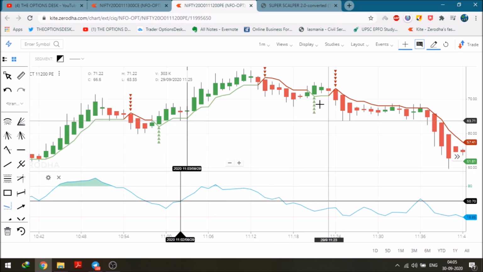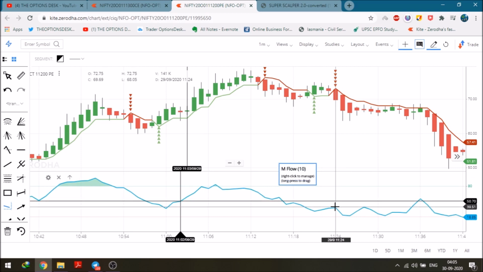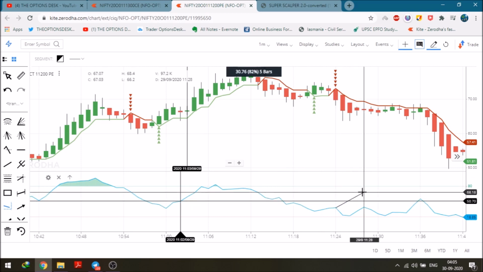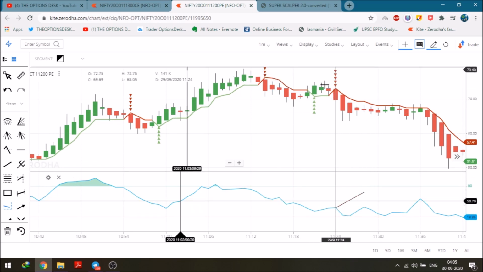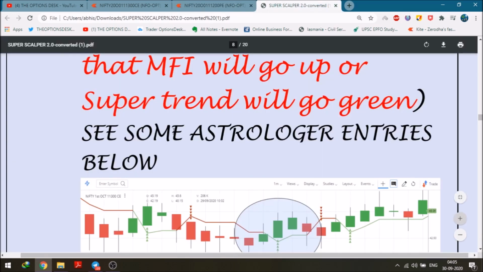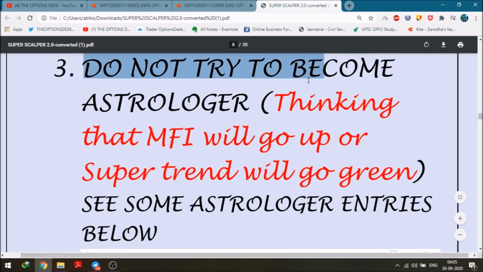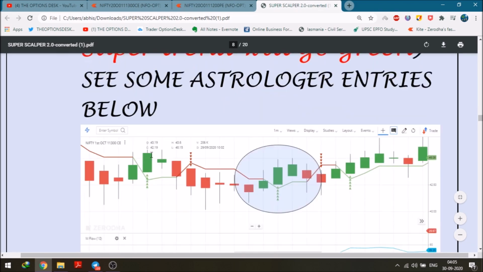Okay, so you took an entry at this particular point and you're thinking that MFI will come from here, then cross here and go into the buy zone. This is not going to happen. Don't try to be first line 3 point, don't try to become an astrologer thinking that MFI will go up or Super Trend will go into green. See, some astrologer entries below.